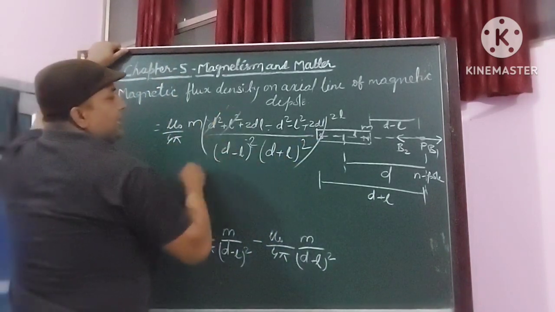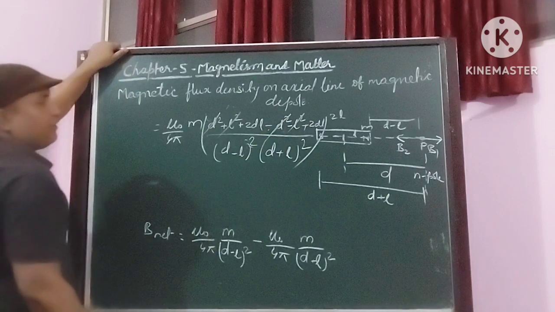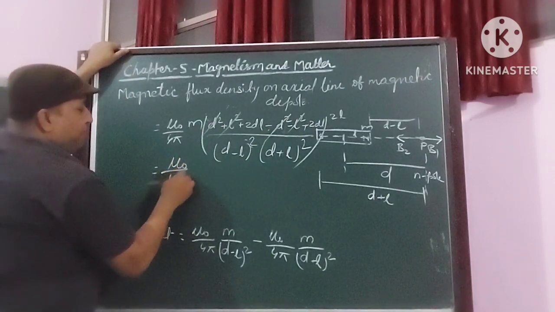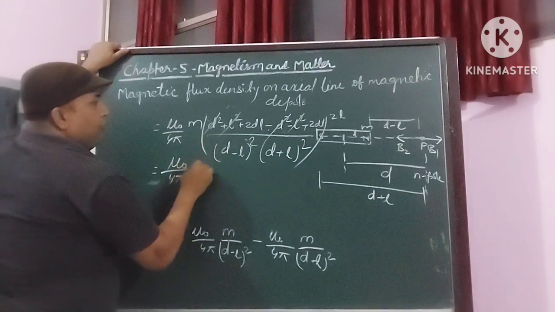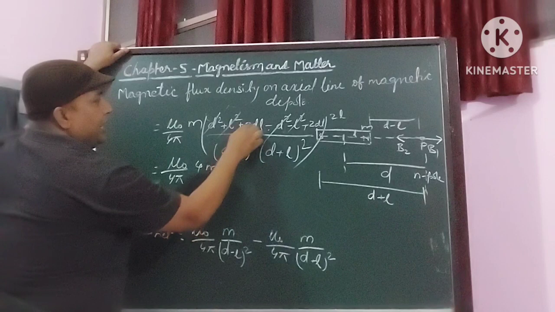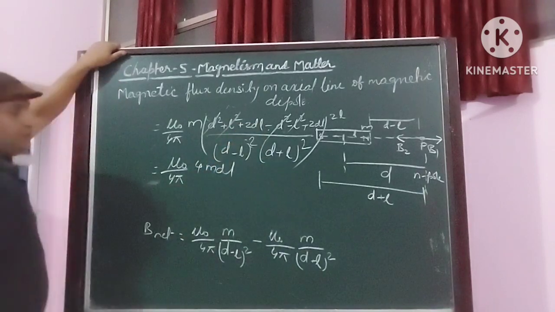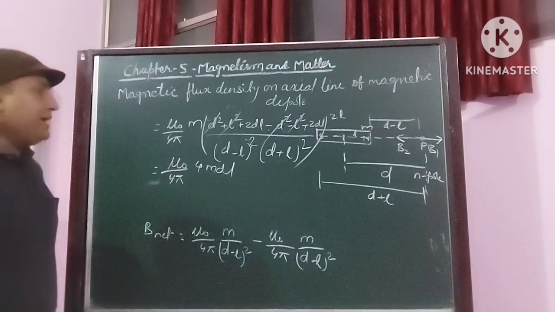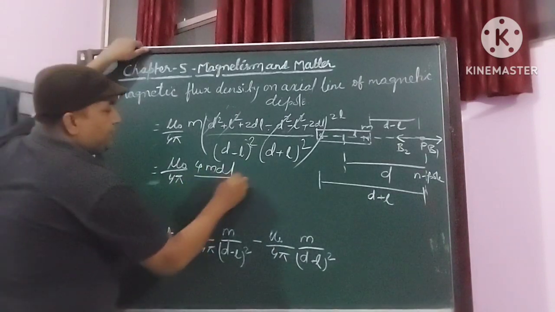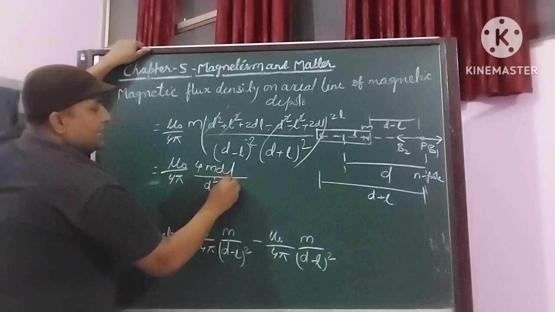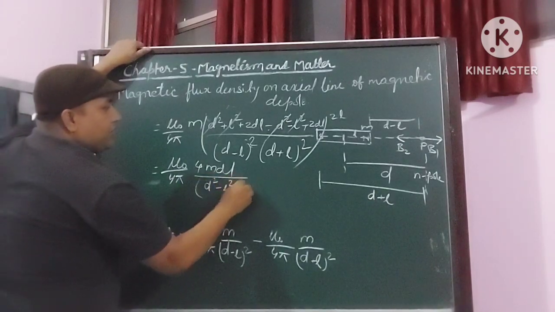So d square, L square, d square, L square cancel. What will the result be? Mu 0 by 4 pi, 2 and 2 are 4. This one is the m and dl. We can write that here, right? Now this one I am writing as (d square minus L square) whole square.